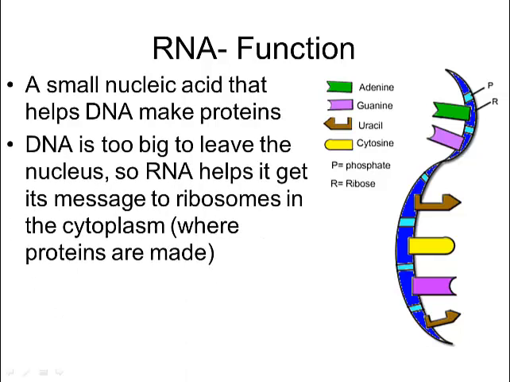The reason that DNA needs help from RNA is because DNA is too big to leave the nucleus. Okay, DNA is a really large molecule, and it's so big that it has no way of getting out of the nucleus of the cell, so it has a helper, and RNA is that helper to get the message out to the ribosomes where the proteins get made. So without RNA to help it, the message would never leave the nucleus, and then our cells wouldn't be able to make our different proteins.